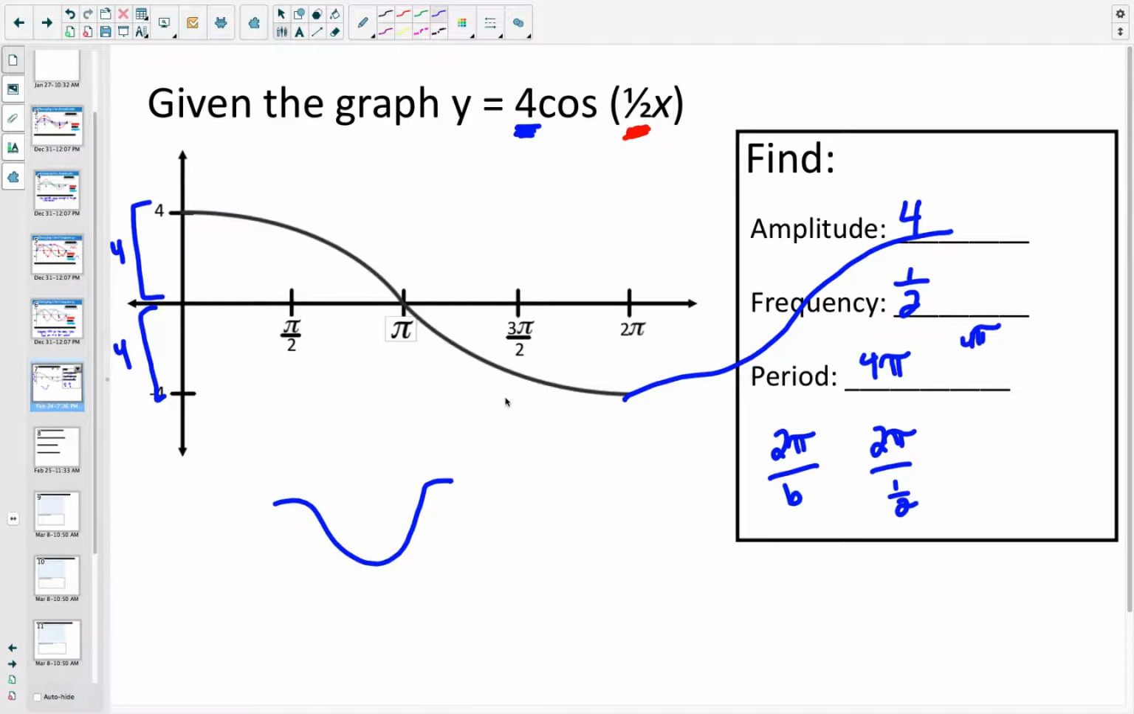So now that you have a good grasp of the effects of amplitude and frequency, next lesson we are going to start graphing some of these curves.